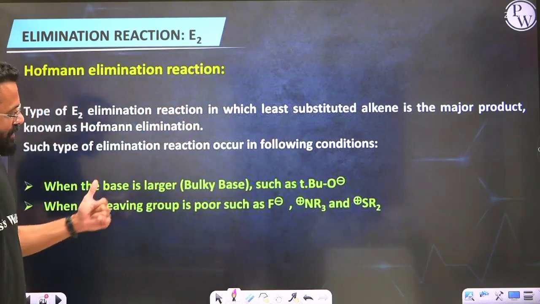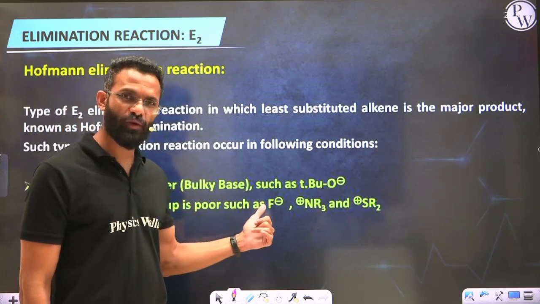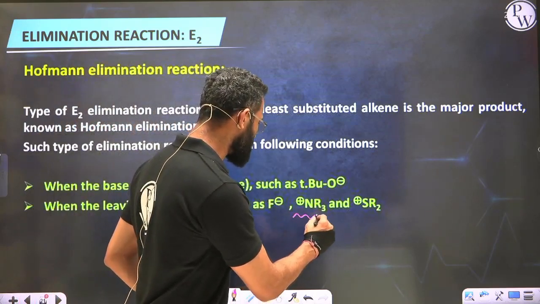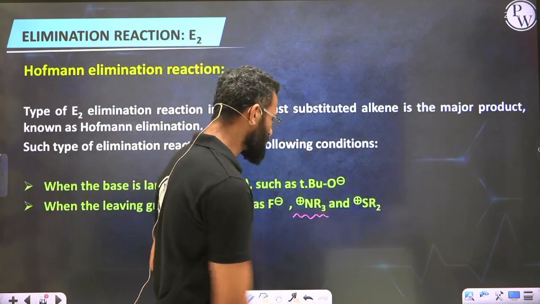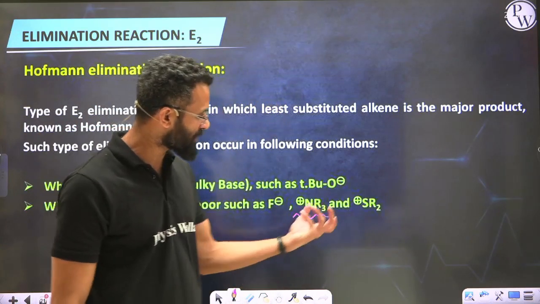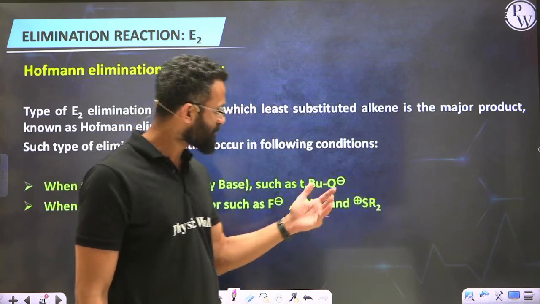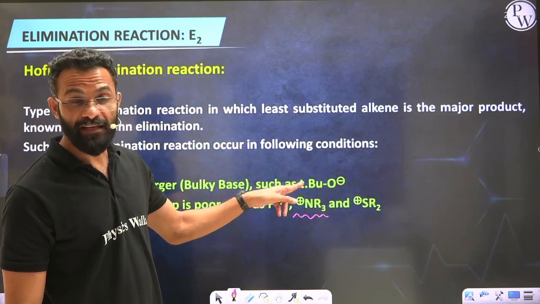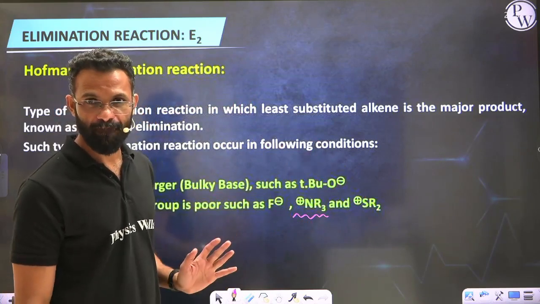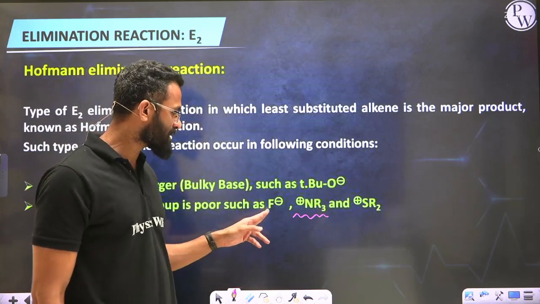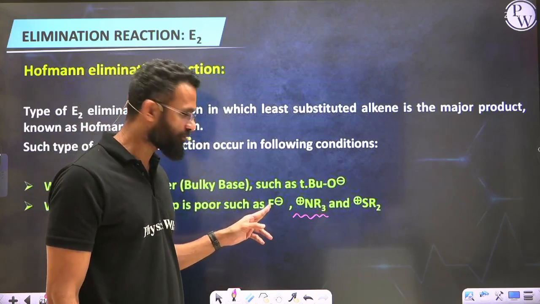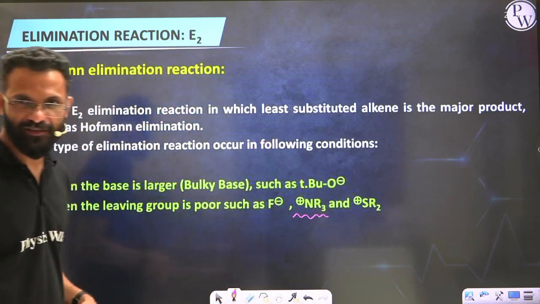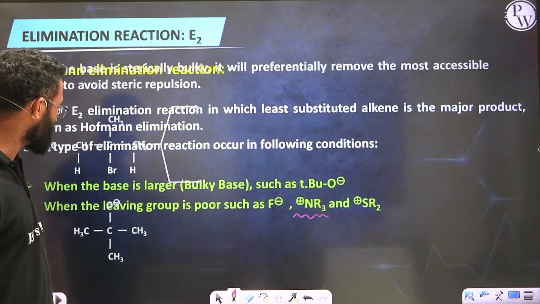Second, when the leaving group is a poor leaving group such as fluoride or NR3+, this is a very common condition which you will see many times. SR2+ is also a poor leaving group, but you won't find any question related to SR2+. The most common question related to the Hofmann product would be if your base is bulkier, irrespective of what the substrate is. Second, if your substrate contains poor leaving groups such as F or NR3+, irrespective of what kind of base is given to you. So to understand, let's take an example here.